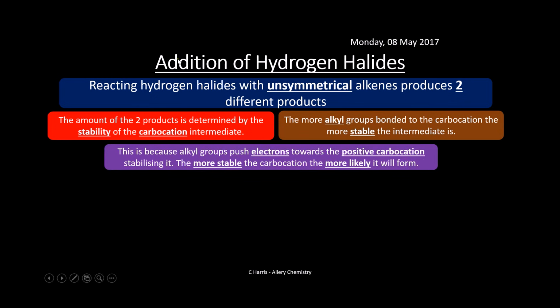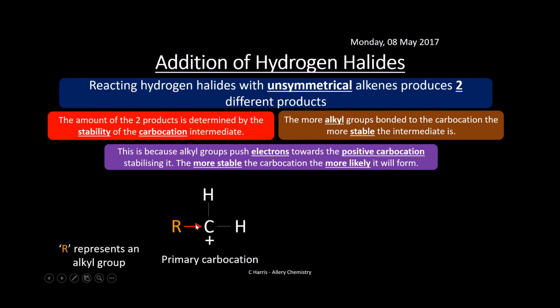Okay, so this is because what we've got is alkyl groups. Remember, these are things like CH3, CH2 parts to the molecule, basically just alkyl groups. It could be an ethyl, methyl, doesn't really matter. But anyway, these push electrons into the positive carbocation. This makes it more stable because it stabilizes the carbocation, and it means it's more likely it will form. So you're looking for what's bonded to that carbocation.